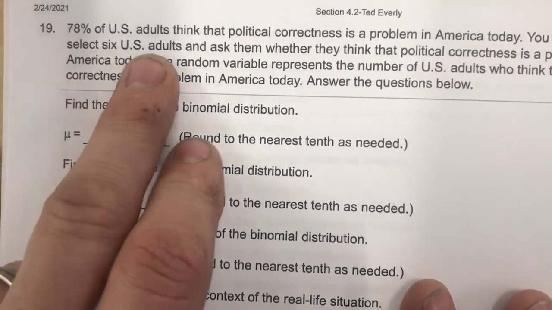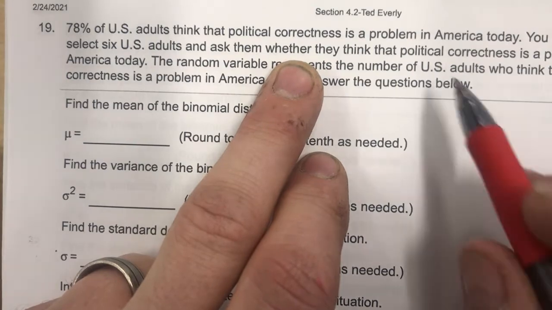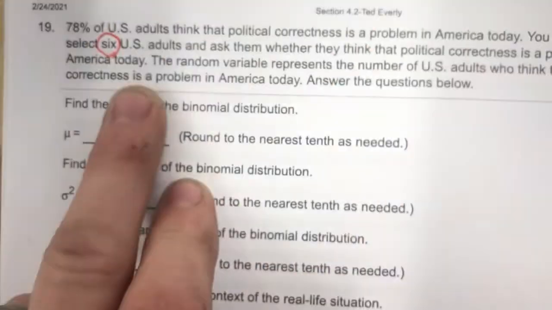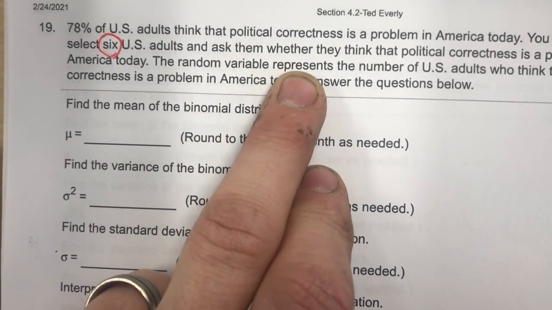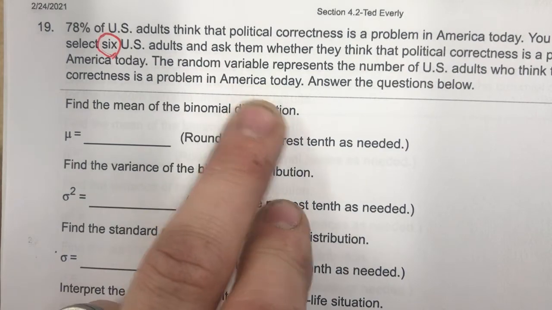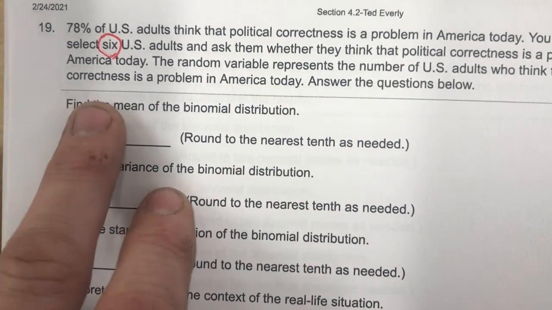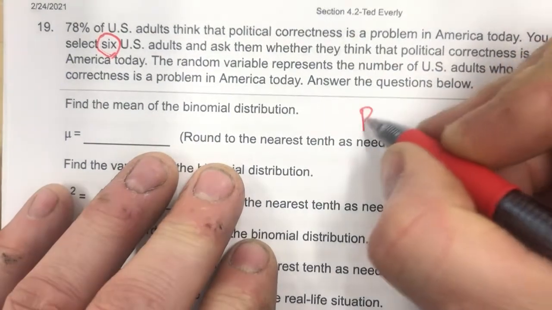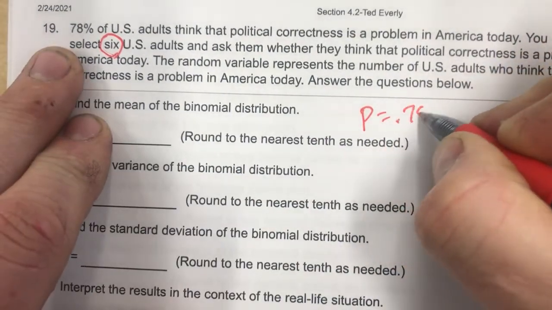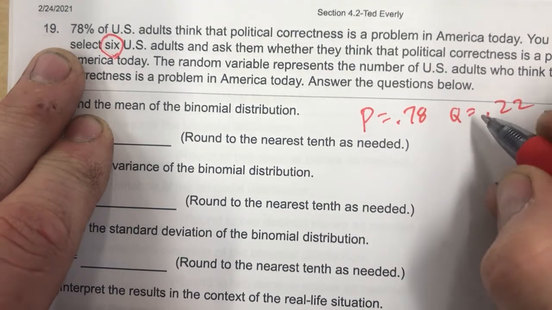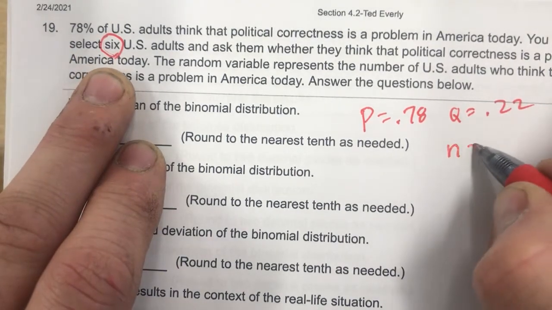78% of U.S. adults think that political correctness is a problem in America today. You randomly select 6 U.S. adults and ask them whether they think political correctness is a problem in America today. The random variable represents the number of U.S. adults who think that political correctness is a problem in America today. Answer the questions below. All right, so P is right there at 0.78. That means Q is going to be 1 minus that, which is 0.22. And then N, we see right there, 6.